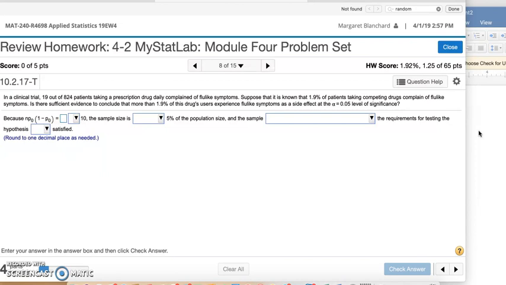This first part is one of the fill in the blanks with the drop down. Let's read through. We have n p naught times 1 minus p naught equals blank, and then we're going to relate that to the number 10. Remember, this is one of the requirements for hypothesis testing. Our p naught is the number that we're comparing to, which is given in the problem as 1.9% or 0.019.